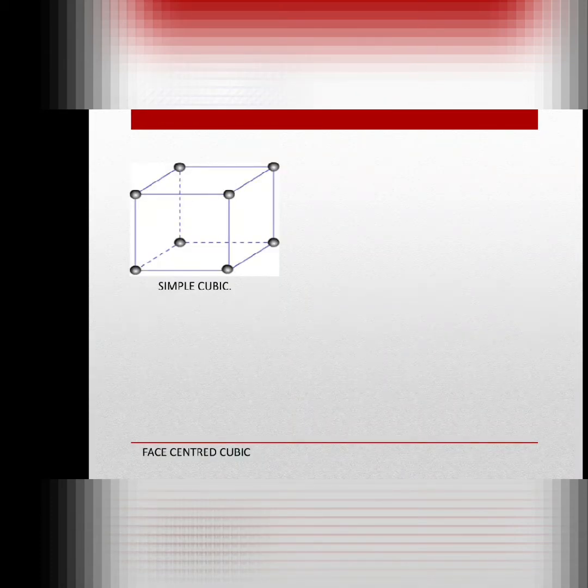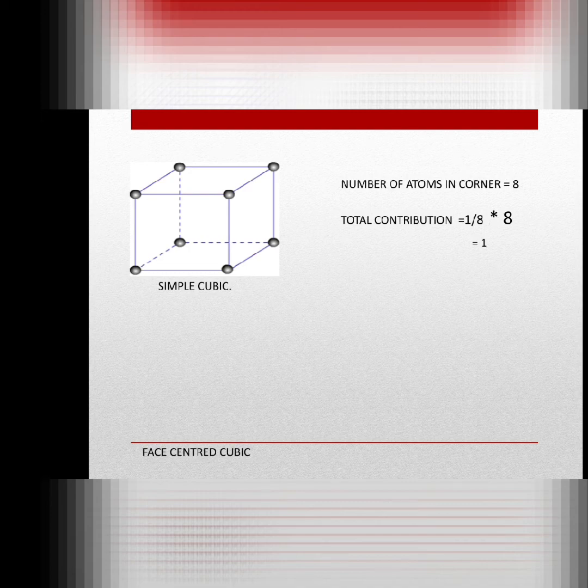Now consider a simple cubic unit cell. In that system, 8 atoms reside in the corner position. So total number of atoms in corner is equal to 8 and total contribution is equal to 1 by 8 into 8, that is equal to 1. Why this is 1 by 8, I just showed you in the previous slide. So the number of atoms in a simple cubic unit cell is equal to 1.